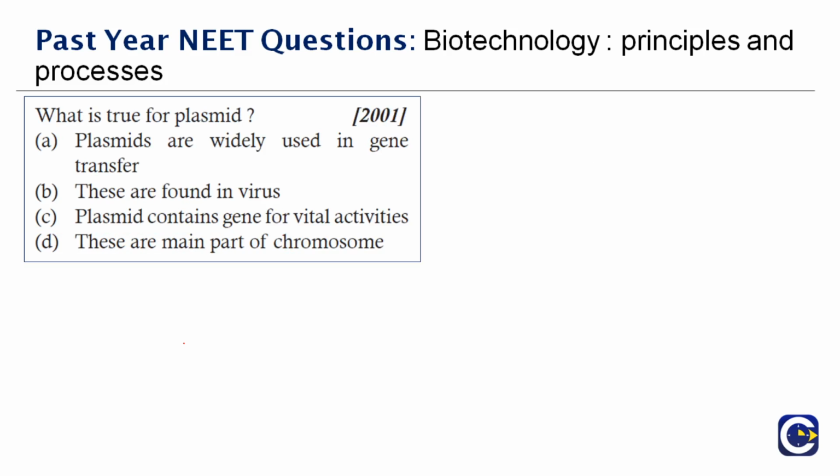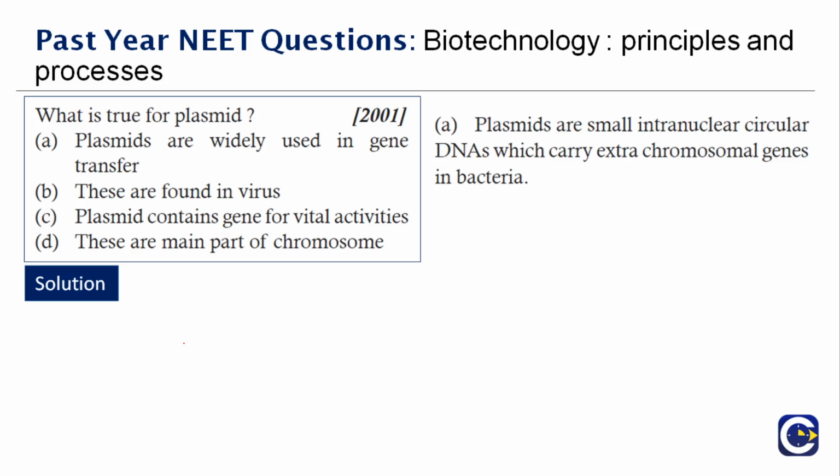Next question here. What is true for a plasmid? Again, this is a very easy question. You have to analyze the options here. Plasmids are widely used in gene transfer. Yes, that is right. They are found in virus. Wrong. Plasmid contains gene for vital activities. Wrong. They are the main part of the chromosome. Wrong. The correct answer is they are widely used in gene transfer mechanism. The correct answer is A.